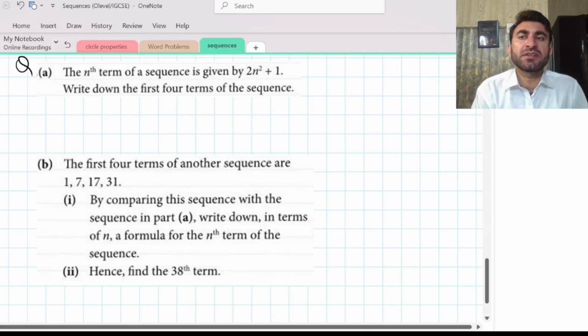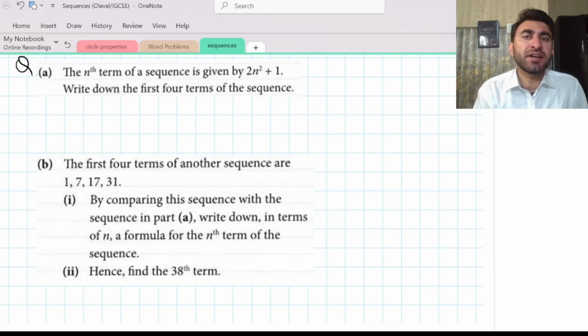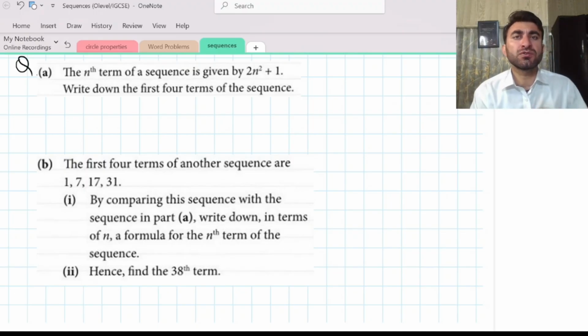Okay, here we have another question. It states the nth term of a sequence is given by 2n square plus 1. Write down the first four terms of the sequence. We know that in order to generate the first four terms of the sequence, we will replace n with 1, 2, 3, and 4 respectively. So when I replace n with 1, it becomes 1 square times 2, which is 2, plus 1, which is 3. 3 is the first term.